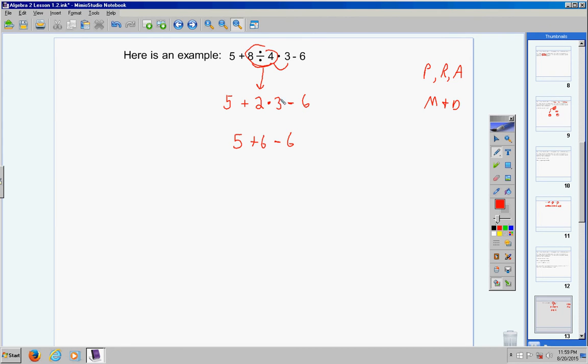Alright, so I did my division first. I got this. Then my multiplication got this. Now, 5 plus 6 is 11. 11 minus 6 is 5. Okay, so that's an example of where we're doing our multiplication and division as we see them. Now let's continue on.